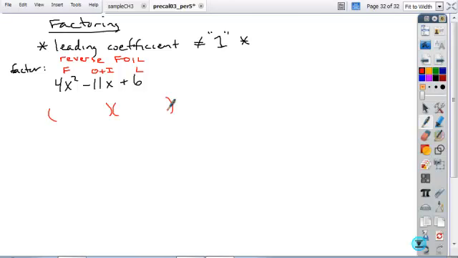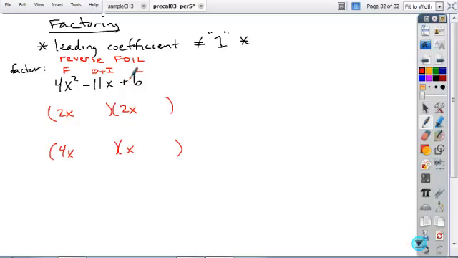Some of you started with 2x and 2x. Some of you started with 4x and x. Okay, there's two possibilities for the factors that can equal this first term of 4x squared. Now from that, there's also some different possibilities of factors that can give you 6. Since our product is positive, that means the signs are the same. They're either both positives or both negatives.